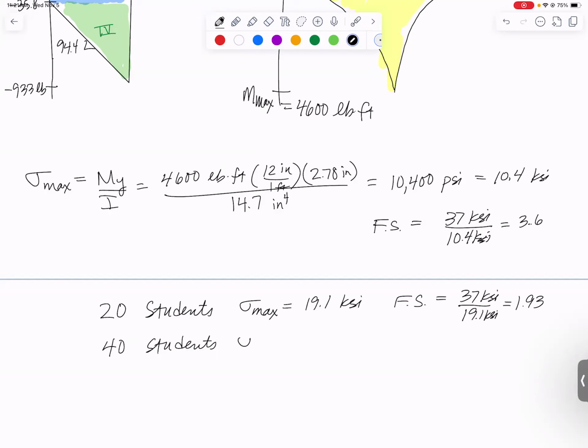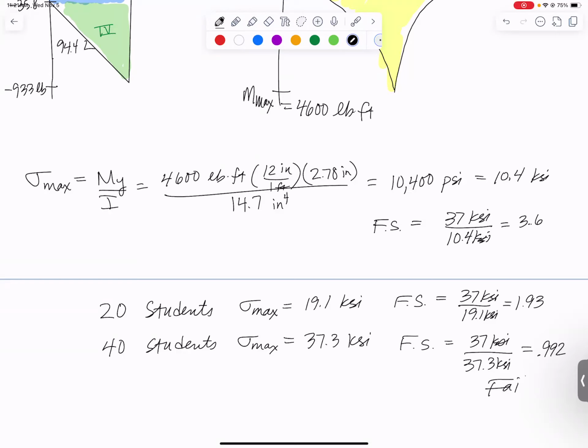40 students. Well, then our max stress, again, it doesn't quite double because the stationary weight of the uprights doesn't change, but we did double most of the loading. So it jumps up to 37.3 ksi. Now look what happened to our safety factor. 37 ksi is the most you can ever have, but we actually have 37.3 ksi. We get a factor of safety less than 1, just barely. And so this would fail. So you can't put 40 students evenly distributed on there without the crossbar failing.